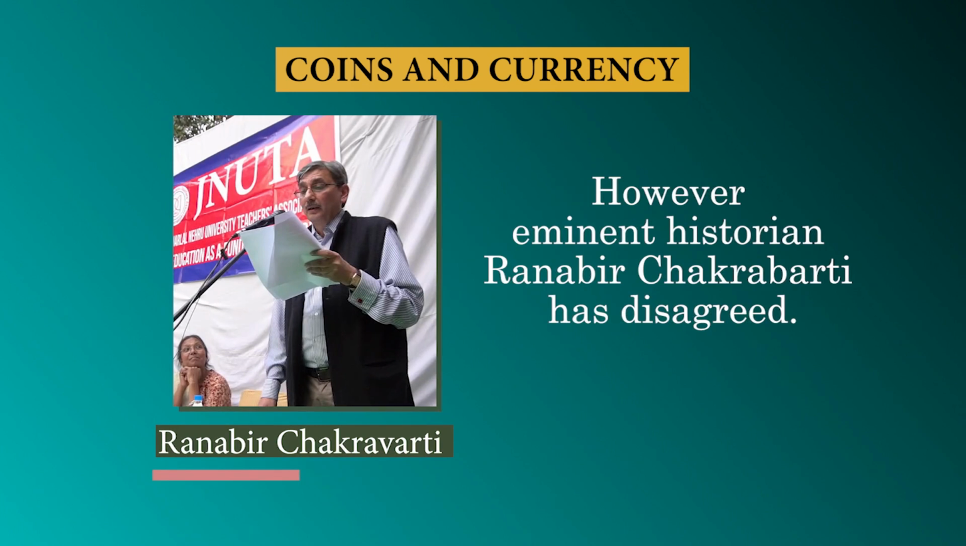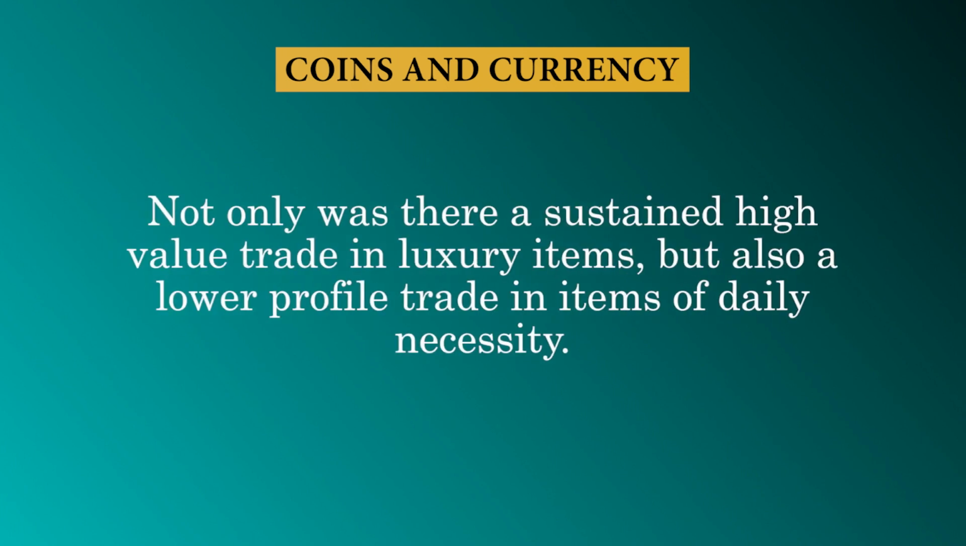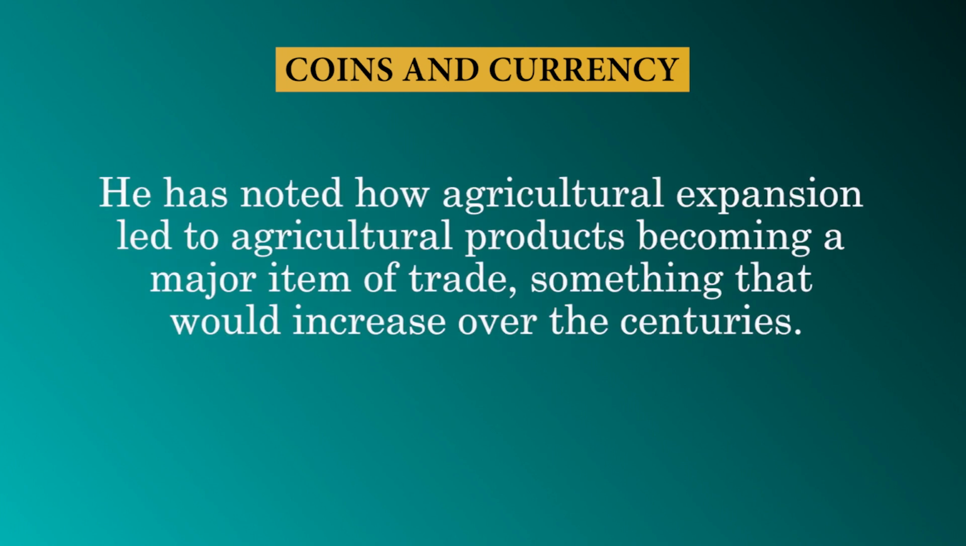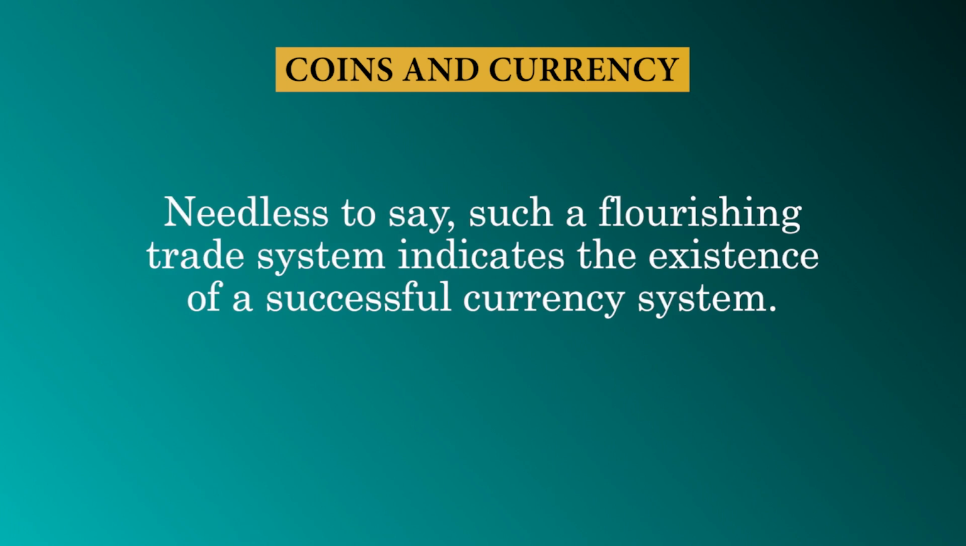However, eminent historian Ranabir Chakraborty has disagreed. He has argued that any detailed survey of internal and foreign trade indicates a flourishing economy. Not only was there a sustained high-value trade in luxury items, but also a lower profile trade in items of daily necessity. He has noted how agricultural expansion led to agricultural products being a major item of trade, something that would continue to increase over the centuries. Needless to say, such a flourishing trade system indicates the existence of a successful currency system.